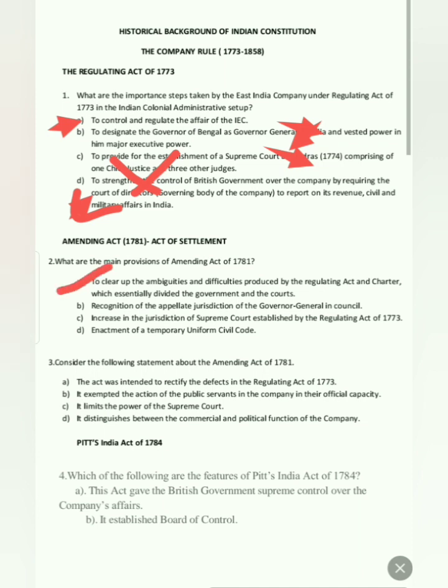The recognition of the appellate jurisdiction of the Governor General in Council. Correct. Increase in the jurisdiction of Supreme Court established by the Regulating Act of 1773. Absolutely wrong. Enactment of a temporary uniform civil code. That's wrong.